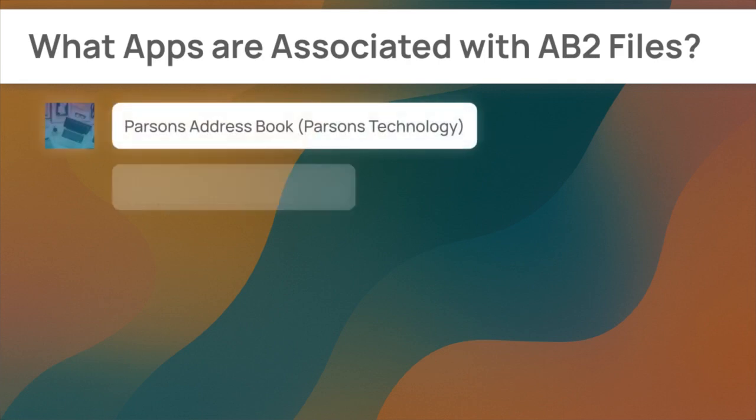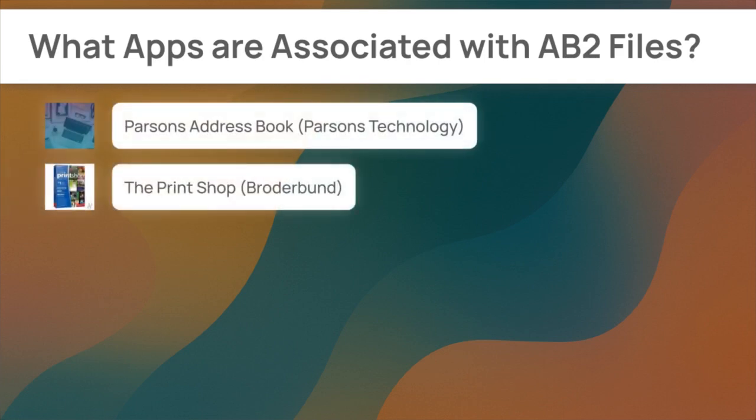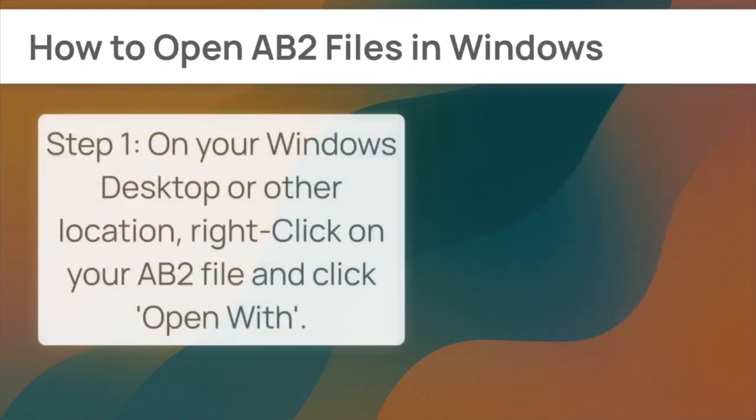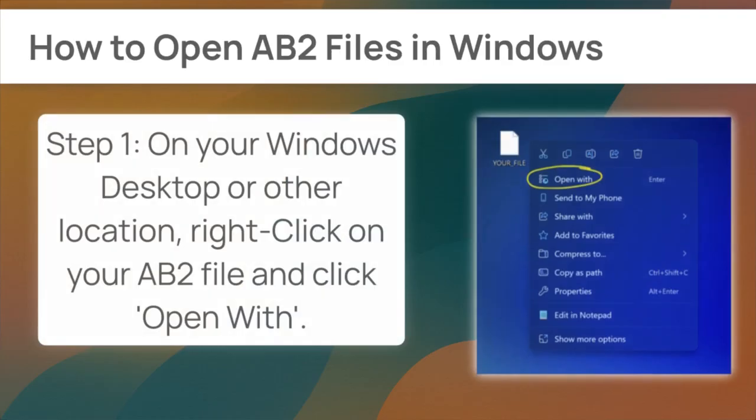The common standard viewer for AB2 is typically Parsons Address Book from Parsons Technology. Windows will not display the file's internal directory without a specific utility. Windows shows limited internal detail, so proper reading depends on the program designed for that format. We're testing the system's ability to interpret the file's header.